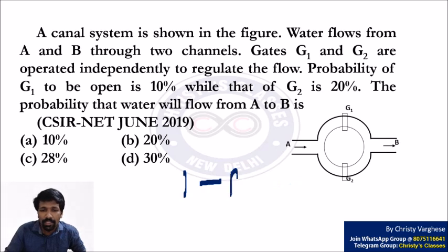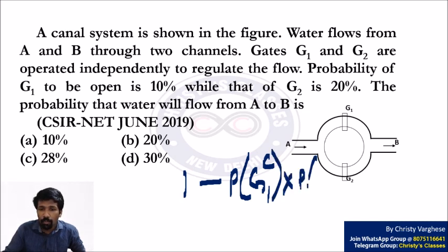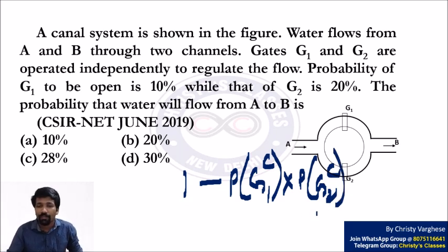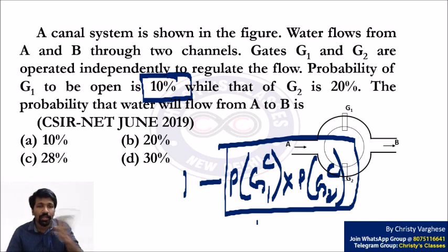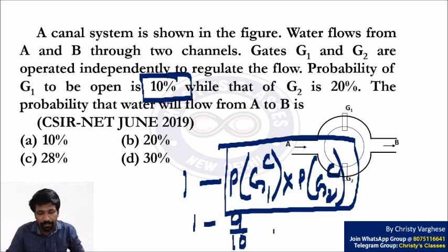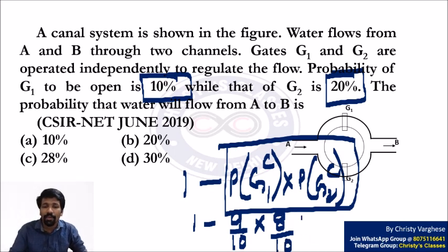That means 1 minus the probability of G1 closed and, and means multiplication, the probability of G2 closed. If you find this, you get the answer in one step, because from the total, if you remove the only probability we don't want, you get the answer. G1 open probability is 10%, so G1 closed probability will be 90%, that is 90 by 100, or 9 by 10. G2 open is 20%, so G2 closed will be 100 minus 20, 80%, that is 8 by 10. And this will be our final answer.